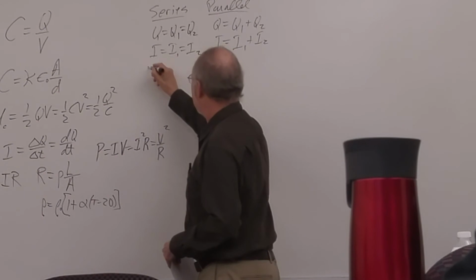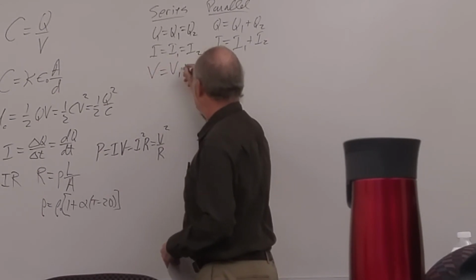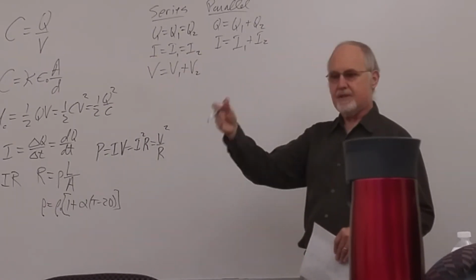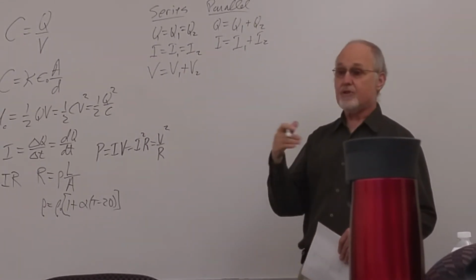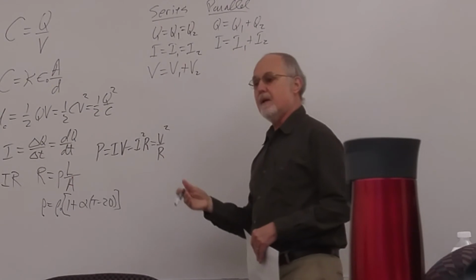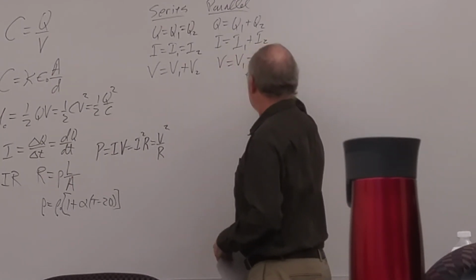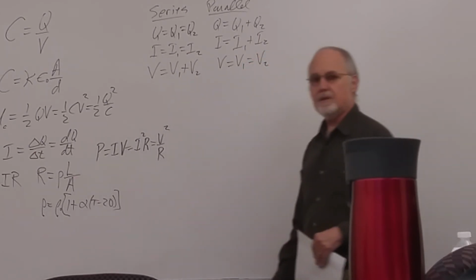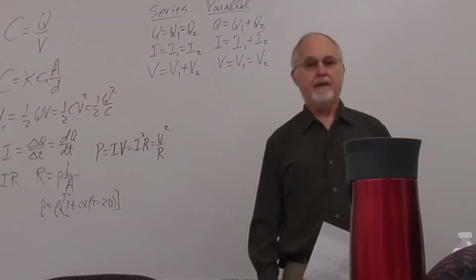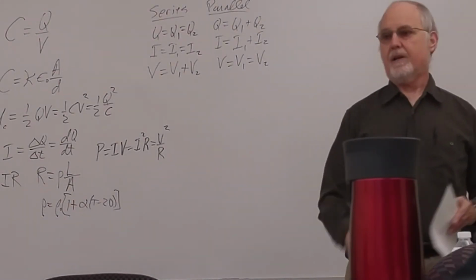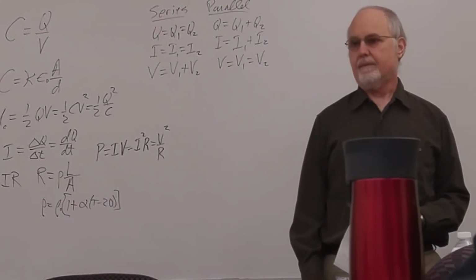Voltages, when they're in series, the total voltage is the sum of the individual voltages across each of the things that are in series. These could be capacitors or resistors. When they're in parallel, the voltage on each of the parallel parts is equal, and it's equal to the total voltage across the whole parallel circuit there.